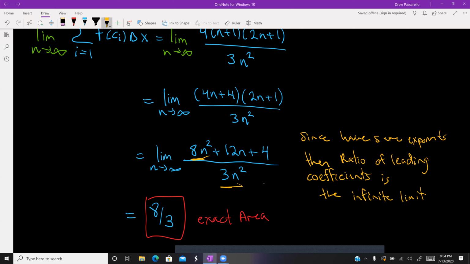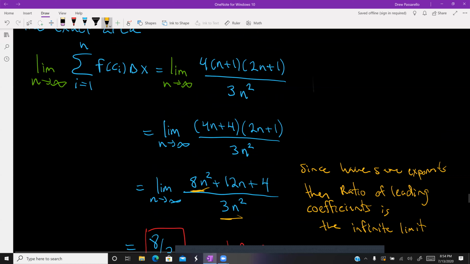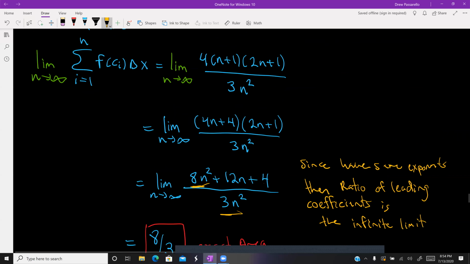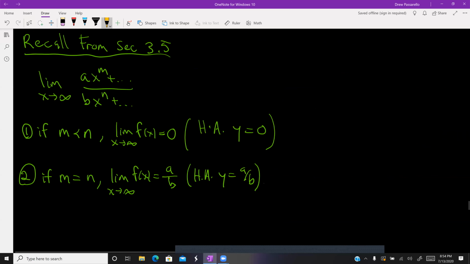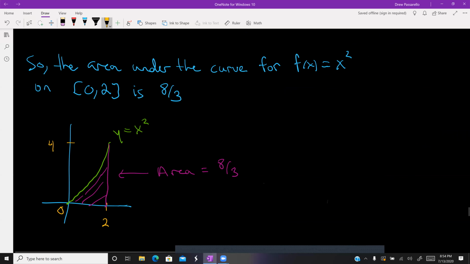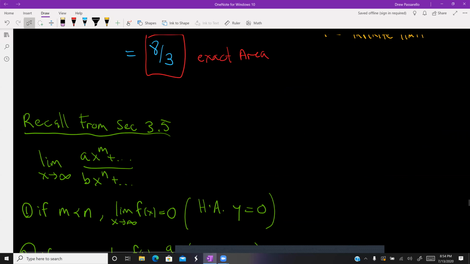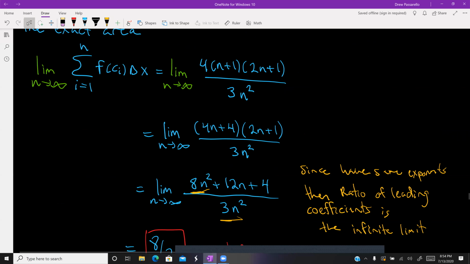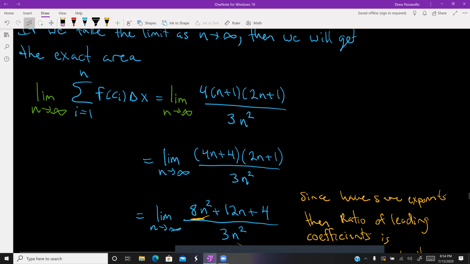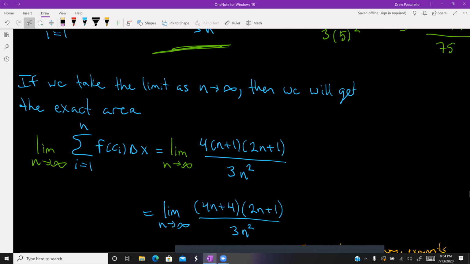And 8/3 is the exact area for f of x equals x squared on the interval 0 to 2. So we found the purple region, that area is 8/3. And that was doing that limit, an infinite limit as n goes to infinity of that Riemann sum, where we're using n amount of rectangles.